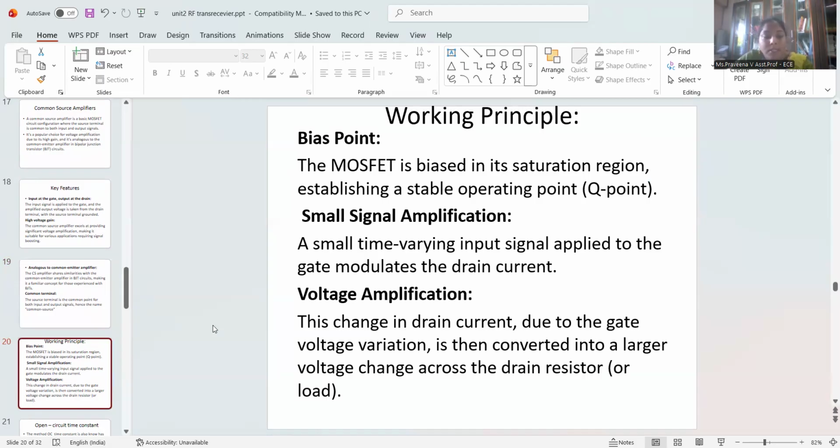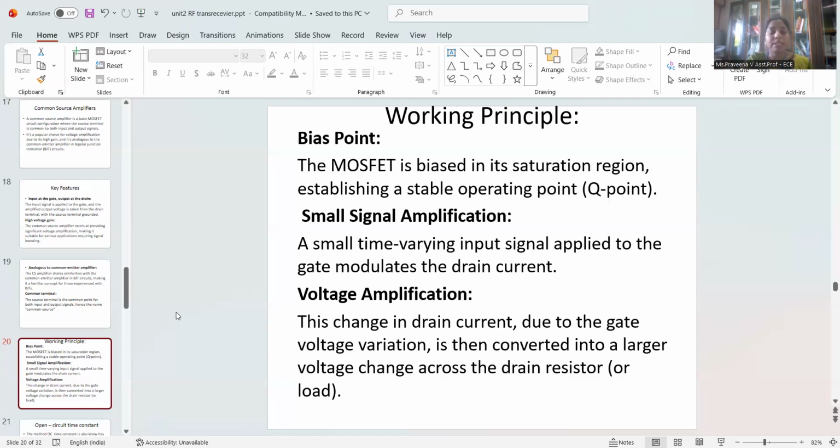Then the working principle. Let's see the working principle of the MOSFET. The MOSFET in a common source amplifier is biased in its saturation region in order to establish a stable operating point, that is the Q point, the quiescent point. It ensures that the transistor amplifies both the positive and negative variations of the input signal without any distortion, right? In a real-time example, in a mobile phone RF amplifier, proper biasing keeps the MOSFET ready to amplify the incoming signal accurately.